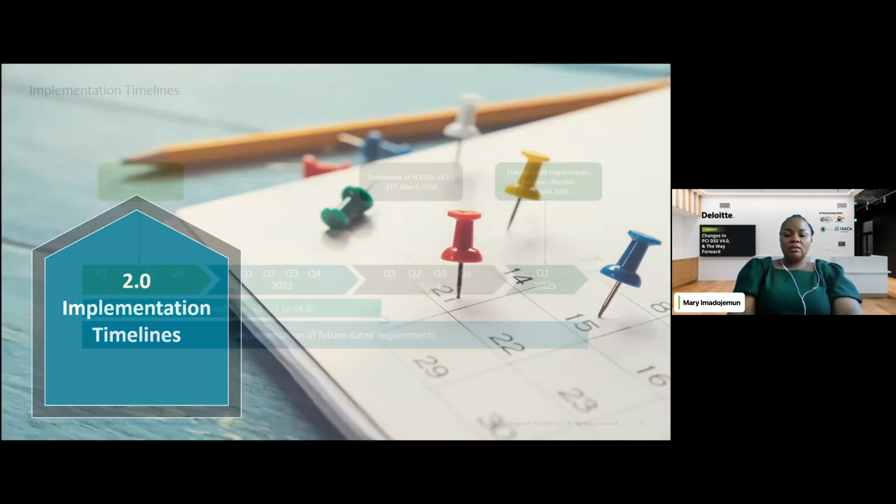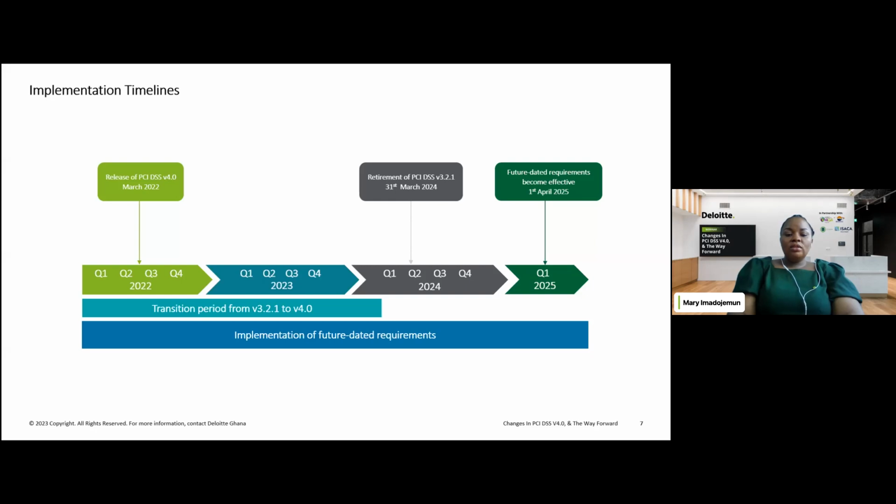Transition timelines. So we have a certain period for implementation timelines. From the first release date, which was in March 2022, when version 4.0 was released, up to 31st March 2024, that is the retirement period. We have a 2 years period of transition from the release date up to 1st April 2025, that is for the future dated requirement. It's going to take us 2 years from when version 4.0 was released for us to transition into version 4.0.